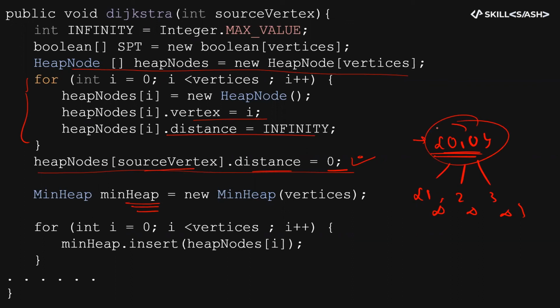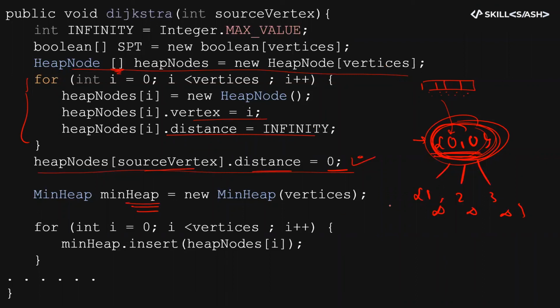And then once I extract this node, I'll find that 0 is the node I'm operating on, and I'll iterate over all the adjacency list 0 has. Whatever its children are, or whatever nodes I have found, I'll update their distance in the respective heap nodes. And so I have used an array of heap nodes so that I can directly go to that node.